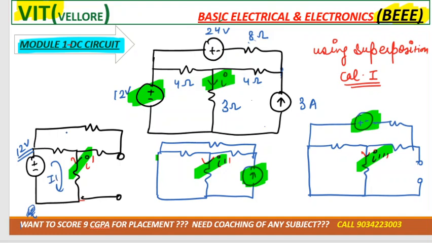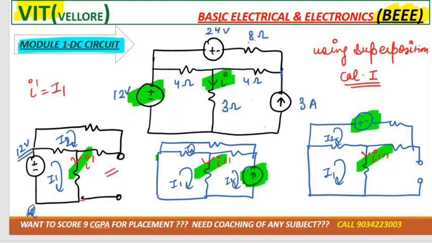So mark it as I1, I2. In this, how many meshes? 3 meshes: I1, I2, I3. Now you need to solve it, right? Here I dash is equal to I1 because no other current is flowing in this. Here I double dash is equal to I1 minus I2. I1 is moving down, I double dash is also moving down. Here I triple dash is equal to I1 again because no current is flowing. Yes or no? Now after this, I hope you will solve it.